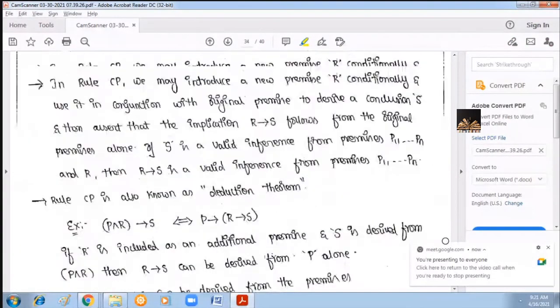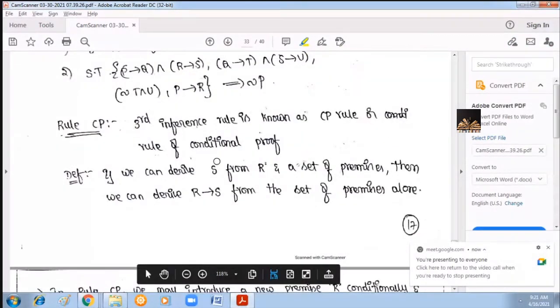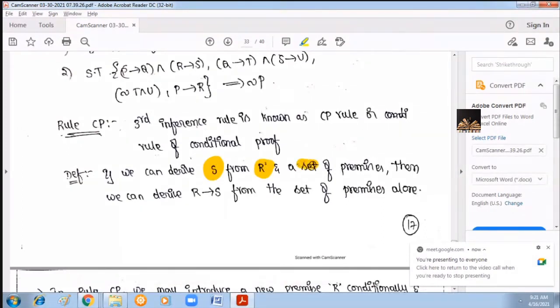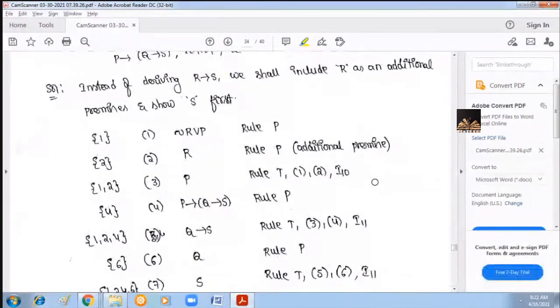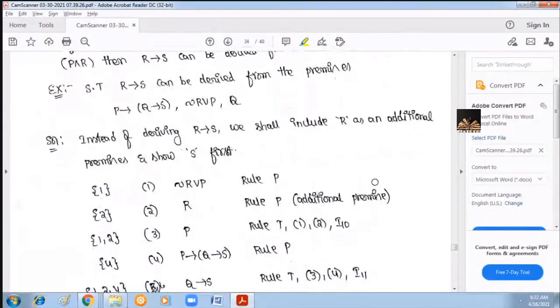Rule CP means if you are able to derive S from R and some set of premises, then R tends to S is also derived from the same set of premises, right? So now see this example. Prove that R tends to S is derived from this set of premises.